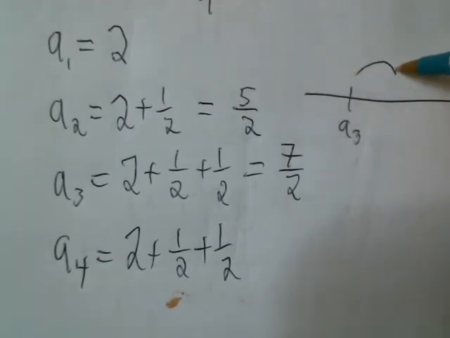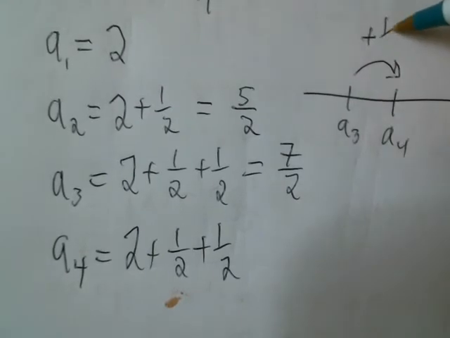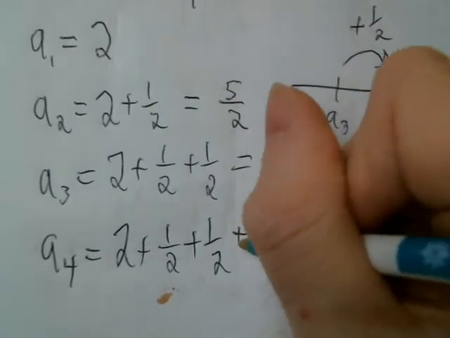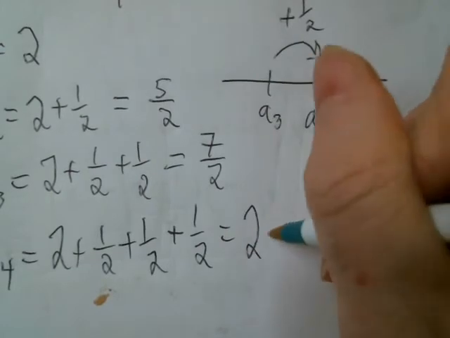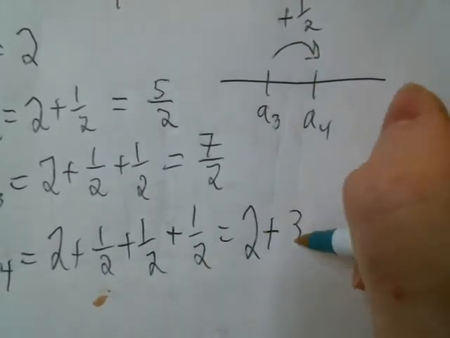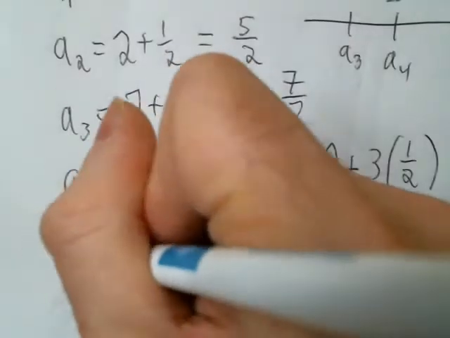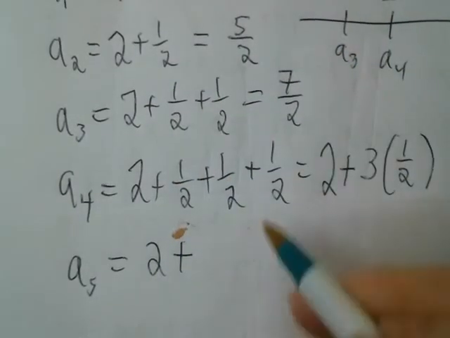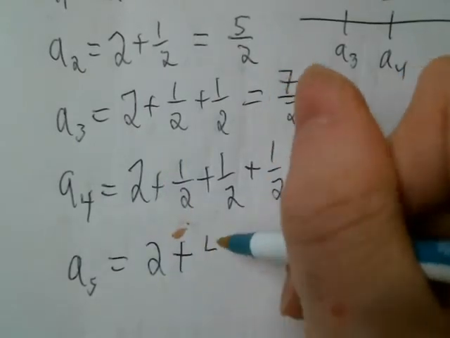To get to a sub 4, what you need to do is add in another 1/2, right? So a sub 4 is just a sub 3, and then plus another 1/2. What am I getting at? Well, I'm getting at a formula. Look, I could rewrite 2 plus 1/2 plus 1/2 plus 1/2 as 2 plus 3 times 1/2, right? And then for a sub 5, I could rewrite that as 2 plus, well, from this pattern, there's 2 halves, there's 3 halves, so, oh, it's 4 halves, right?